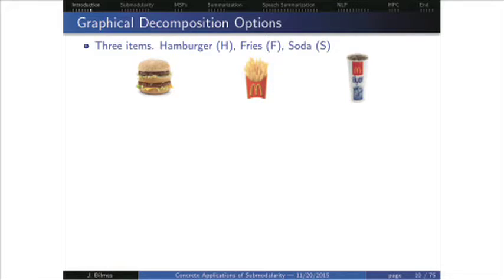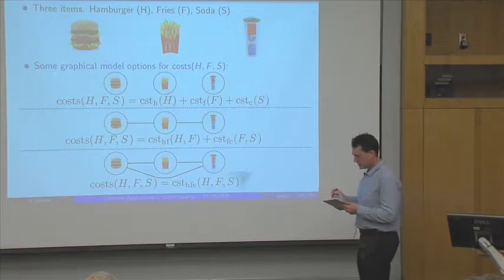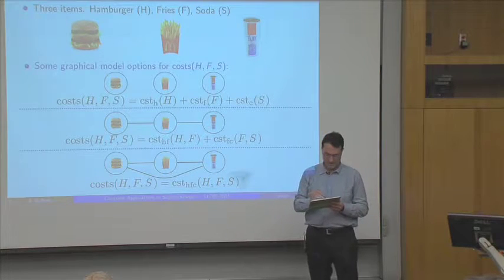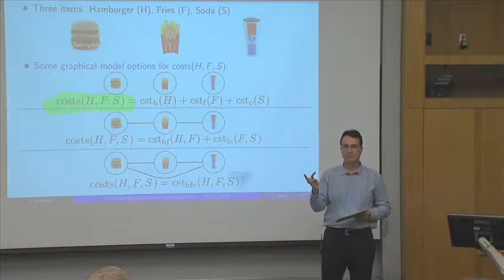So here's another example of, again, three real-world, very widely known objects: a hamburger, fries, and Coke. And let's consider two different ways of decomposing maybe costs. Now, instead of the value of these three items, let's say we're interested in modeling or representing the costs of these three items together. Here are three possible graphical model ways of describing the costs.